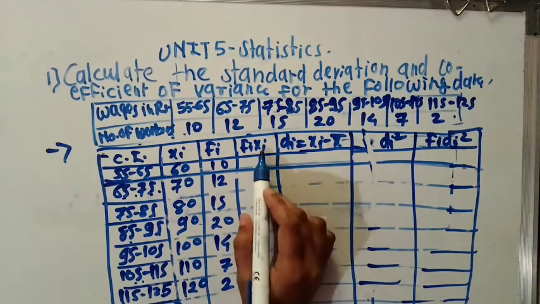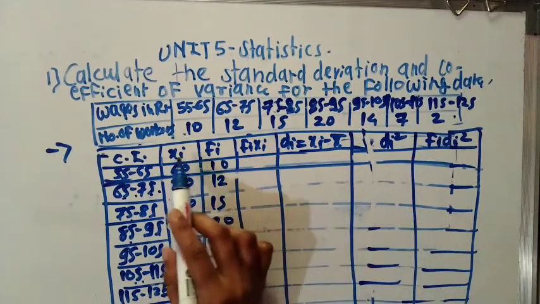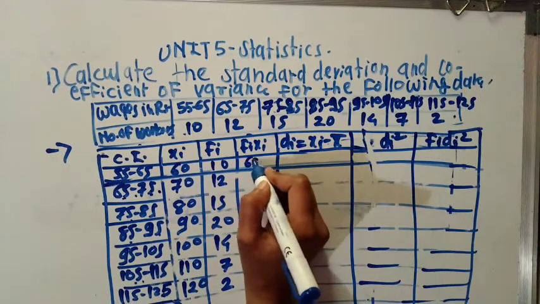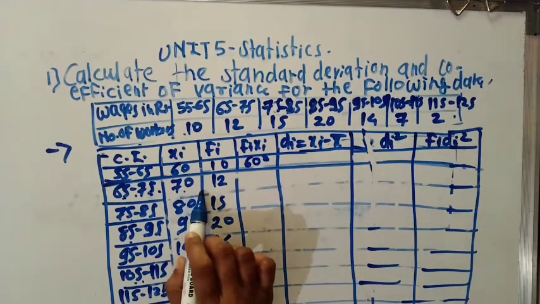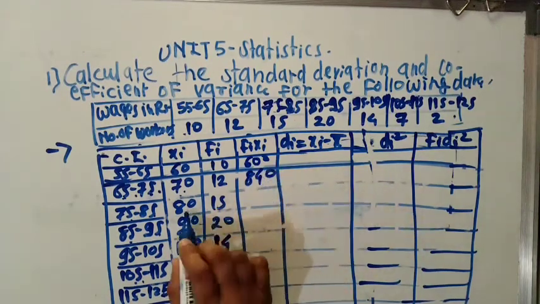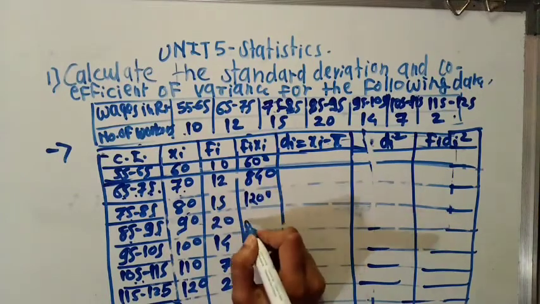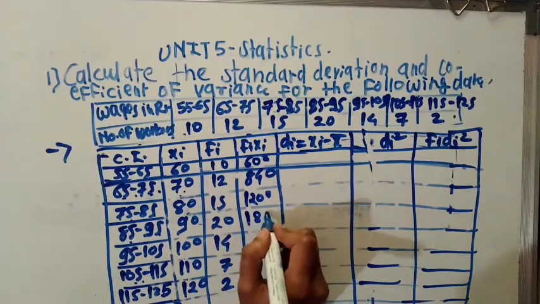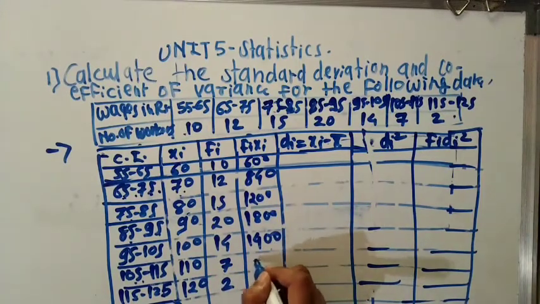Then find out fi into xi, means this into this: 600, 12 into 7, 840, 15 into 8, then 180, 140, 770.